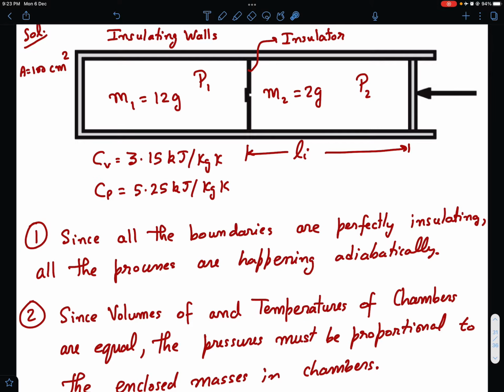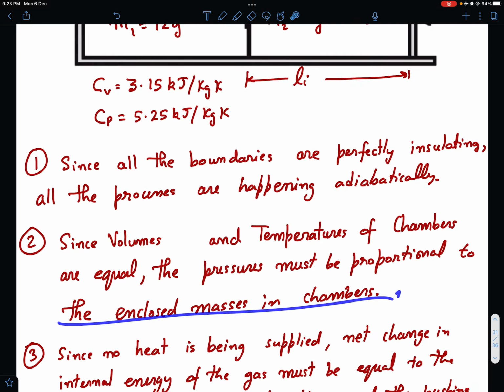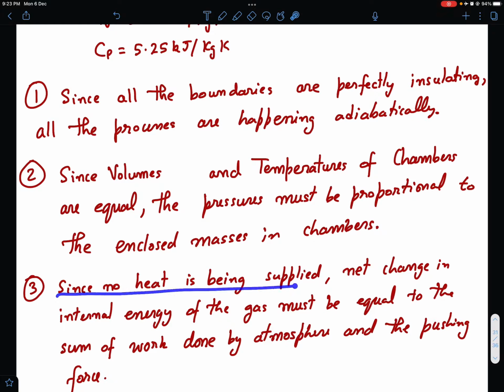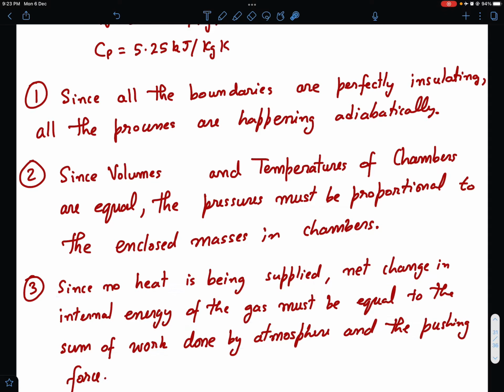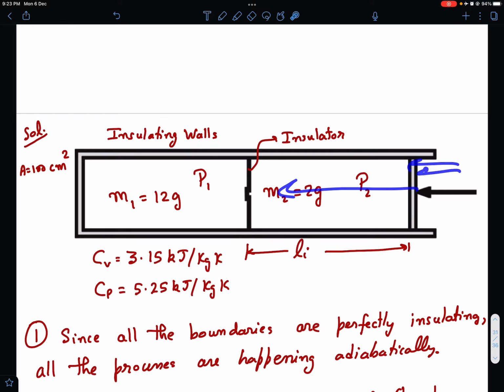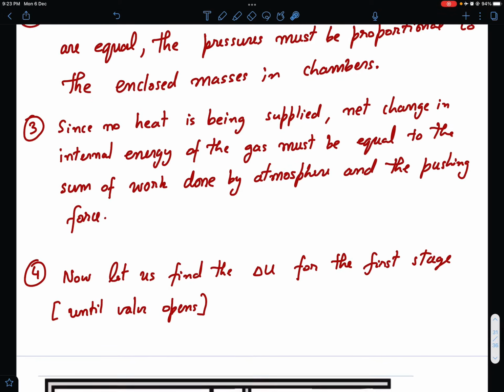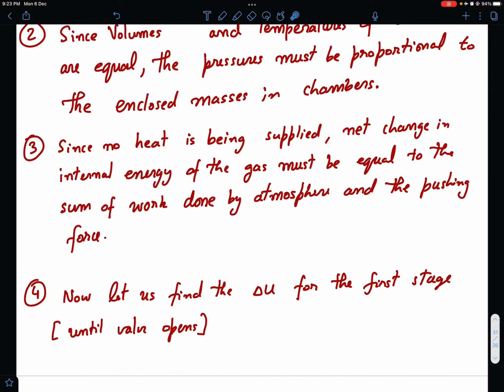Since the volumes of the chambers and the temperature of the chambers are equal, the pressures must be proportional to the enclosed masses in the chamber. So that's what I said a little while ago. And then since there is no heat being supplied, the net change in internal energy of the gas must be equal to the sum of the work done by atmosphere and the pushing force. See, when we are pushing the piston, atmosphere is also doing some work and our force is also doing some work. So total internal energy change must be the sum of the work done by atmosphere plus work done by us. Okay. So if that's settled, I can proceed with the calculation.